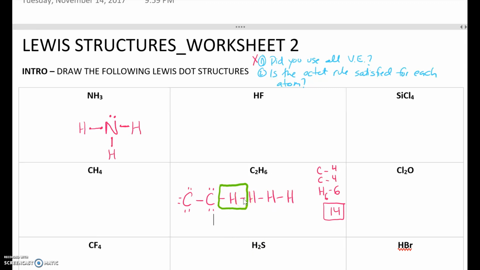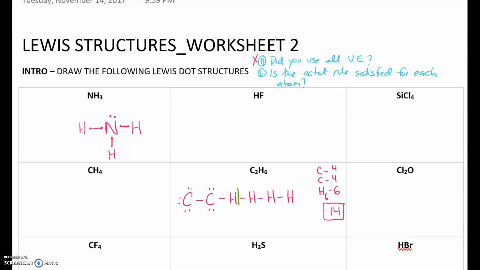Alright, so that's another problem right there. These hydrogens have too many valence electrons around them. And what we can see is that that also applies for this hydrogen right here. It has too many. And this hydrogen right here. So both of these rules are being violated, which clearly means this Lewis structure is incorrect. So we'd have to go back to the drawing board.